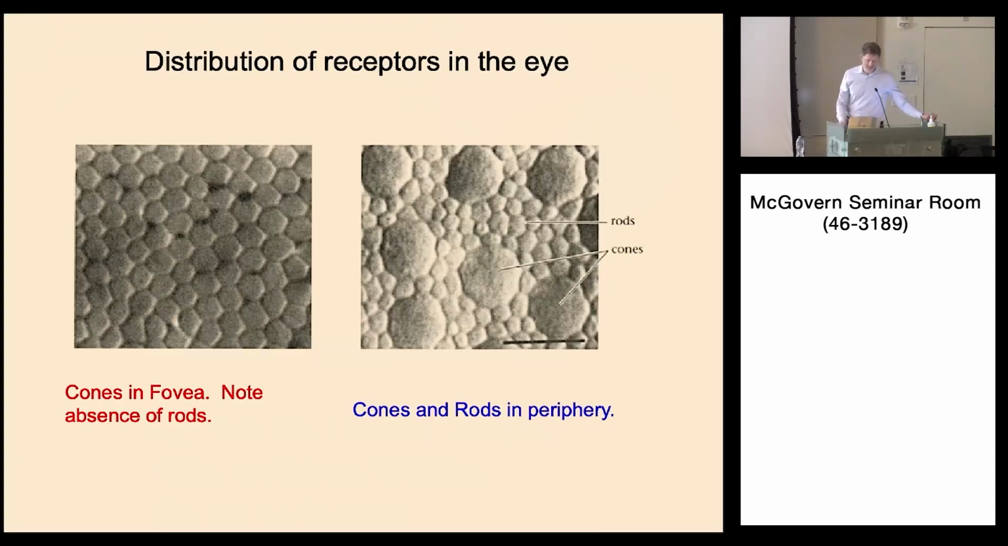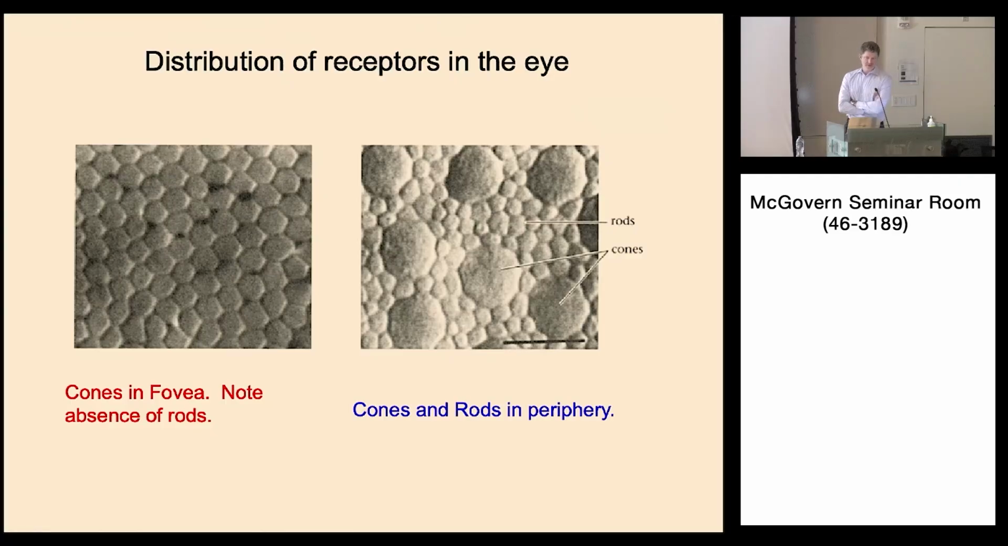Okay, so there's these big differences in the distribution of receptors in different parts of the eye. That's just an empirical fact. And there's also big differences in the responses of the different types of receptors. And one place that this shows up is in dark adaptation.